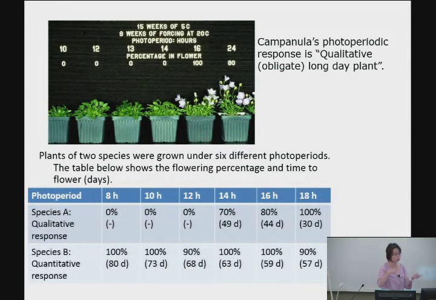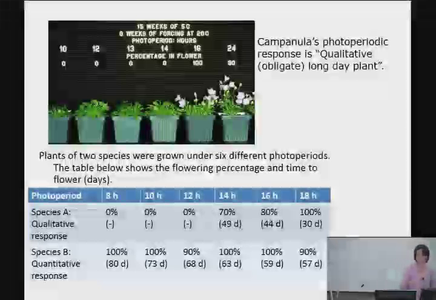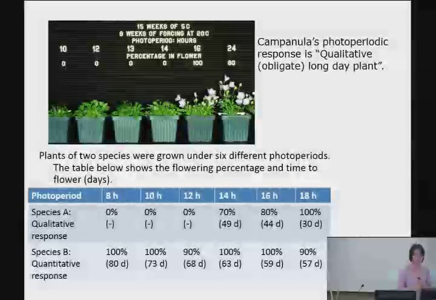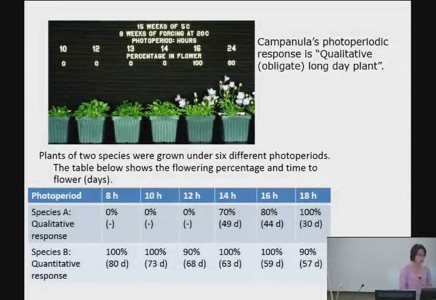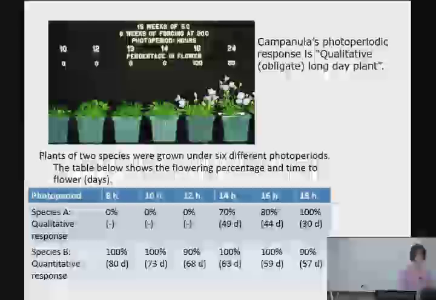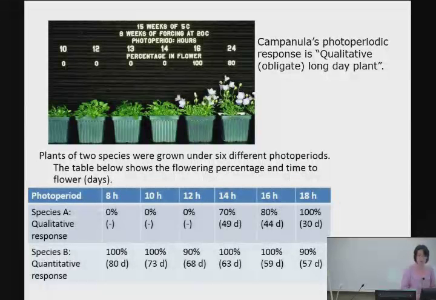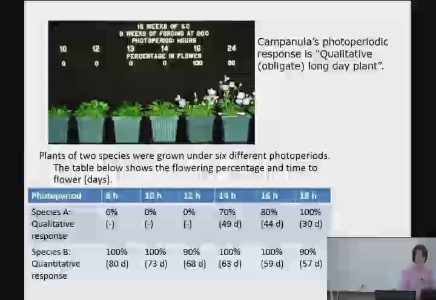The same thing can be seen in a short day response. So now you see different responses, right? So you can classify short day plants, long day plants, quantitative response, qualitative response. Okay, it's not so difficult. Are you with me?